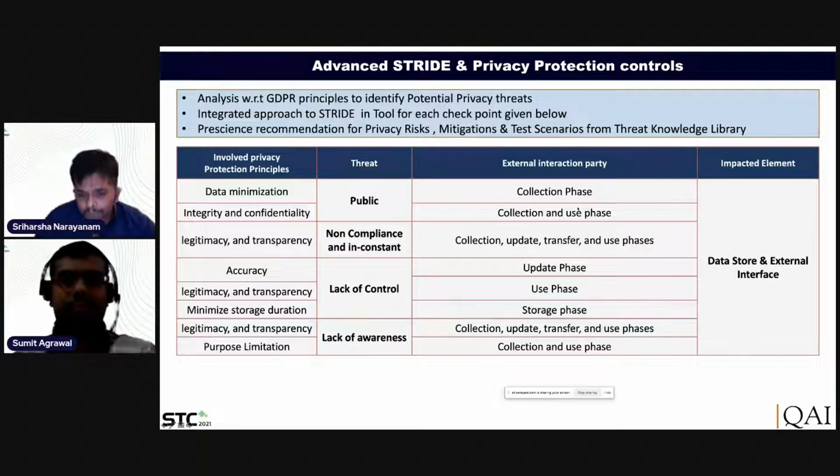And at what phase this can be achieved by the attacker. When we are doing threat modeling, what elements does privacy have to be analyzed in more detail? Data store and external interface have an applicability to privacy, because most of these are either data stores or external interfaces where the leak of personal data can happen. So that is what it is.